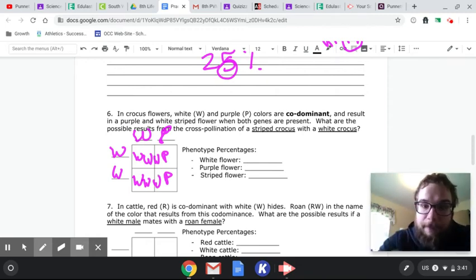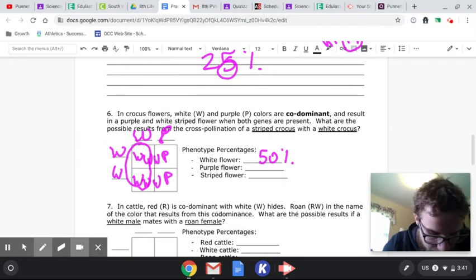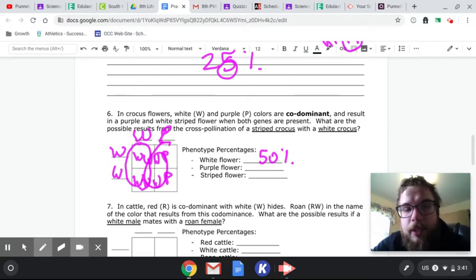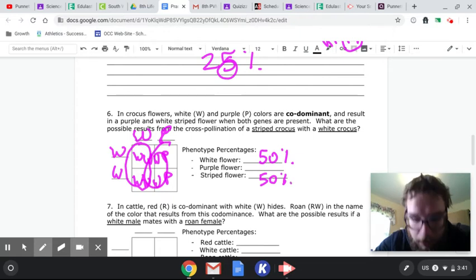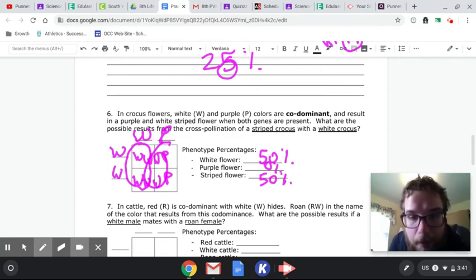So we've got a 50% chance of getting strictly white flowers. Okay, right here, 50%, 2 out of 4 chance. And then we've got another 2 out of 4 chance right here that we're going to get striped flowers. So 50% that you're going to have both white and purple in your color scheme. And then do we have any that are both P and P? No, we don't. So it's a 0% chance that you're going to get a strictly purple flower. So if you breed a striped crocus with a white crocus, you will never get a purple flower, no matter how many times you do that.